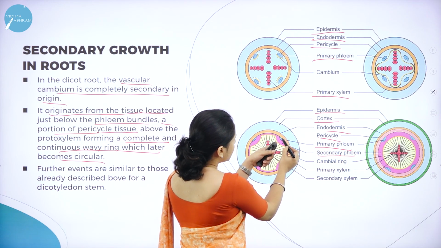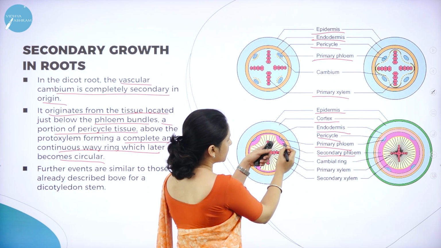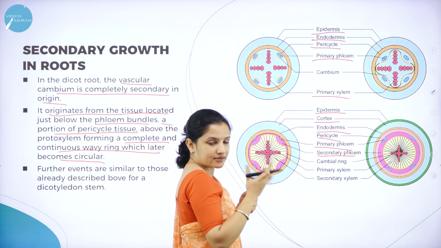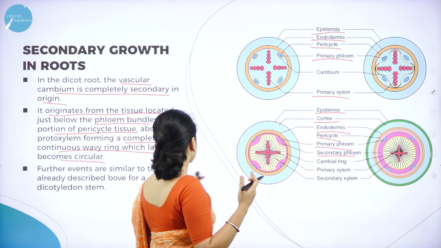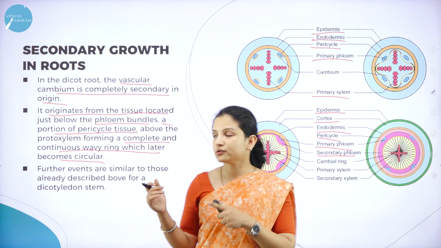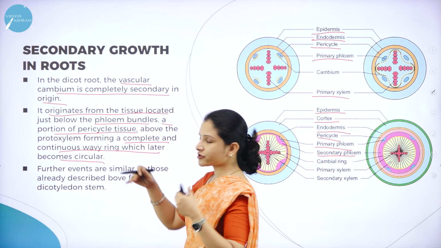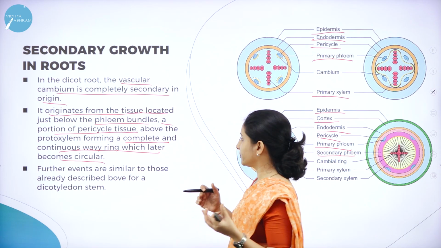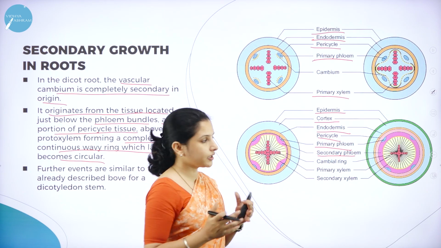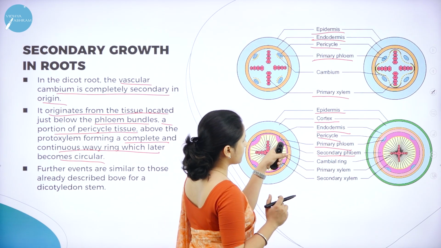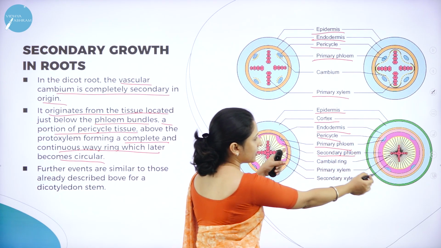Here the primary phloem is there. Down the primary phloem, what happens? The cells that are present below the primary phloem will develop into the cambial ring. Sometimes a portion of the pericycle tissue that is present above the protoxylem also starts to form a continuous ring. So along with the formation of the cambium ring, the pericycle will also start to form a continuous ring.